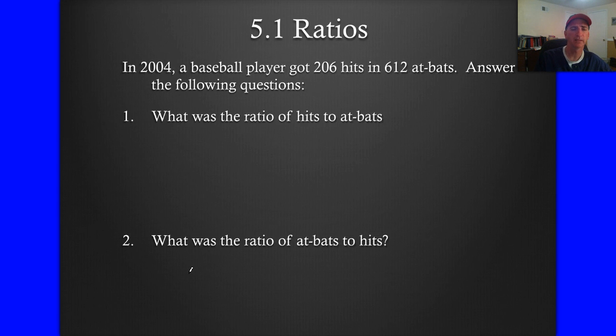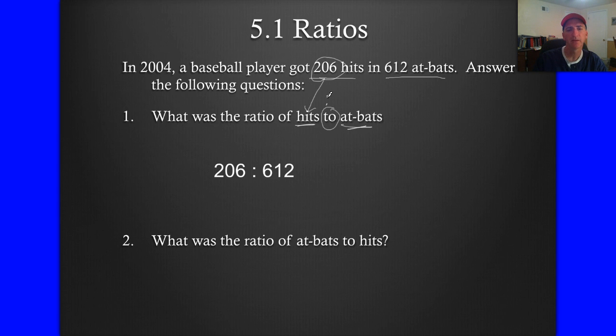And let's look at a very simple example here. If we've got a baseball player, he gets 206 hits and 612 at-bats. Okay, so what was the ratio of hits to at-bats? And the point of this question is just to get you to identify the words. Okay, so your hits are going to go first. So here you got 206 hits, and then you're just basically going to use one of the methods of writing your ratio to at-bats to 612. Right, and then that's what you would do.